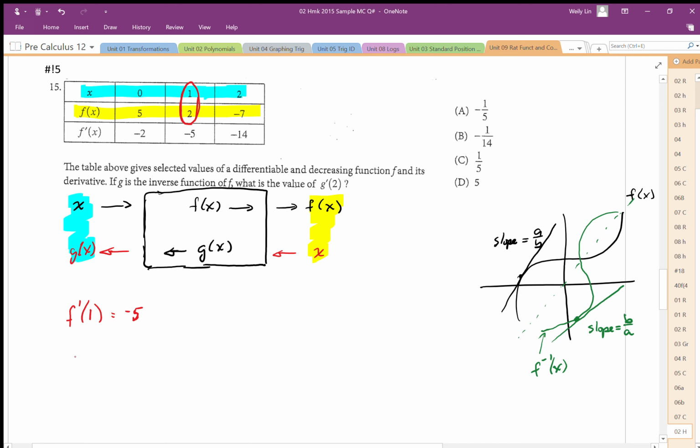So g prime at 2 must be equal to 1 over the f prime at its corresponding value 1. And so we end up with 1 over -5. The answer is A.